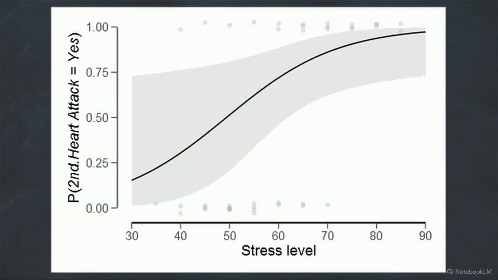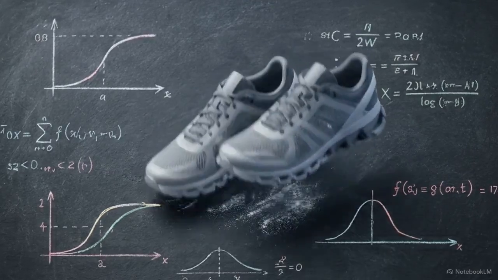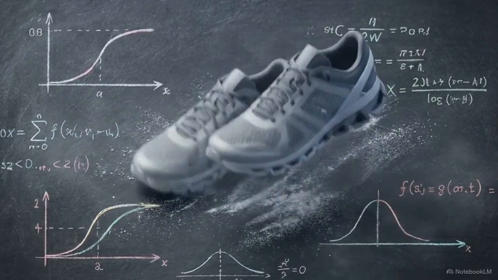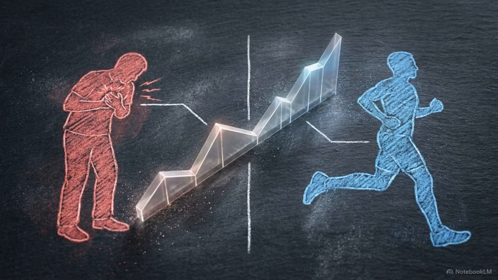We see this with our continuous predictor, stress level. Its odds ratio is greater than 1, meaning higher stress levels are significantly related to an increased probability of a second heart attack. Conversely, our categorical predictor, exercise prescription, has an odds ratio of 0.13. This value, being less than 1, indicates that an exercise intervention significantly reduces risk. The model predicts that for patients undergoing this exercise intervention, the probability of a second heart attack is reduced to 13%. These ratios provide researchers with a precise way to quantify how specific risk factors or clinical interventions alter a patient's health trajectory.